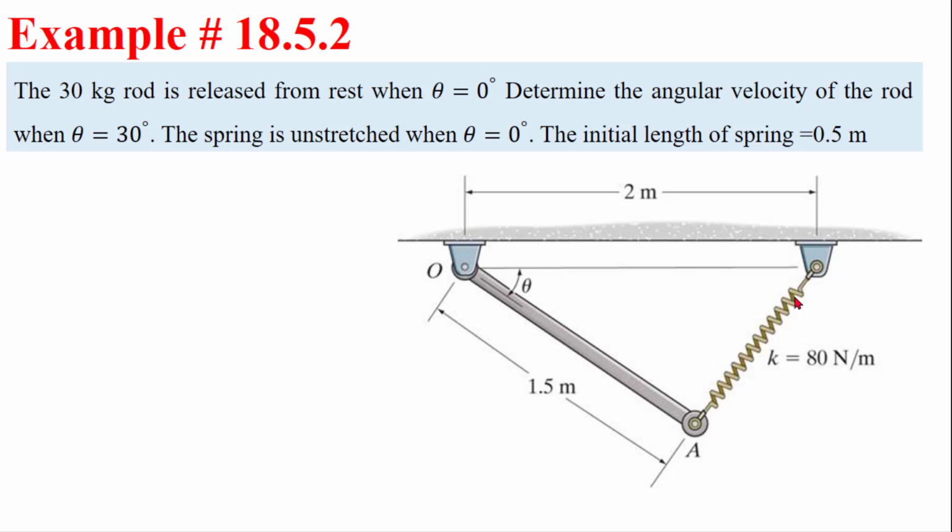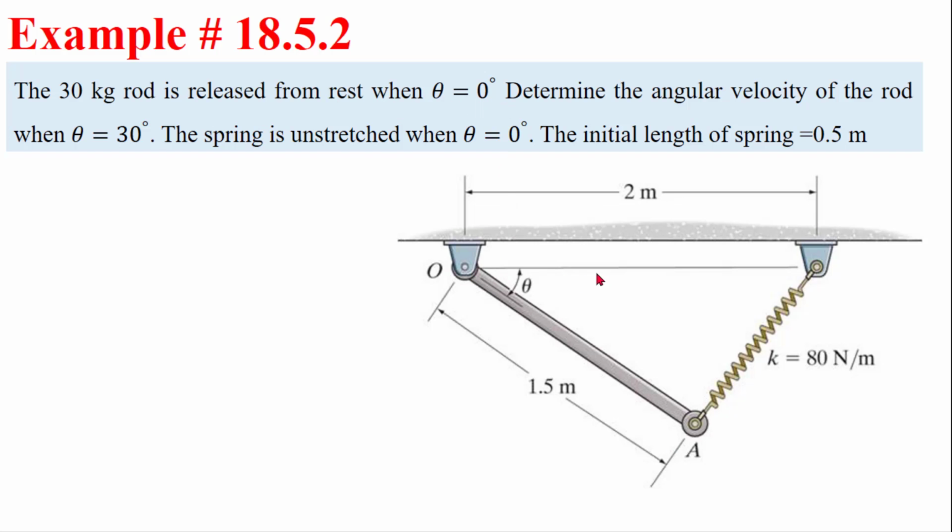Good morning, everyone. Today, God willing, we are continuing with the last question from Chapter 18, the second question of section 18.5. So here in this problem we have a 30 kilogram rod. So here is the rod, OA, which is released from rest when theta equals 0.